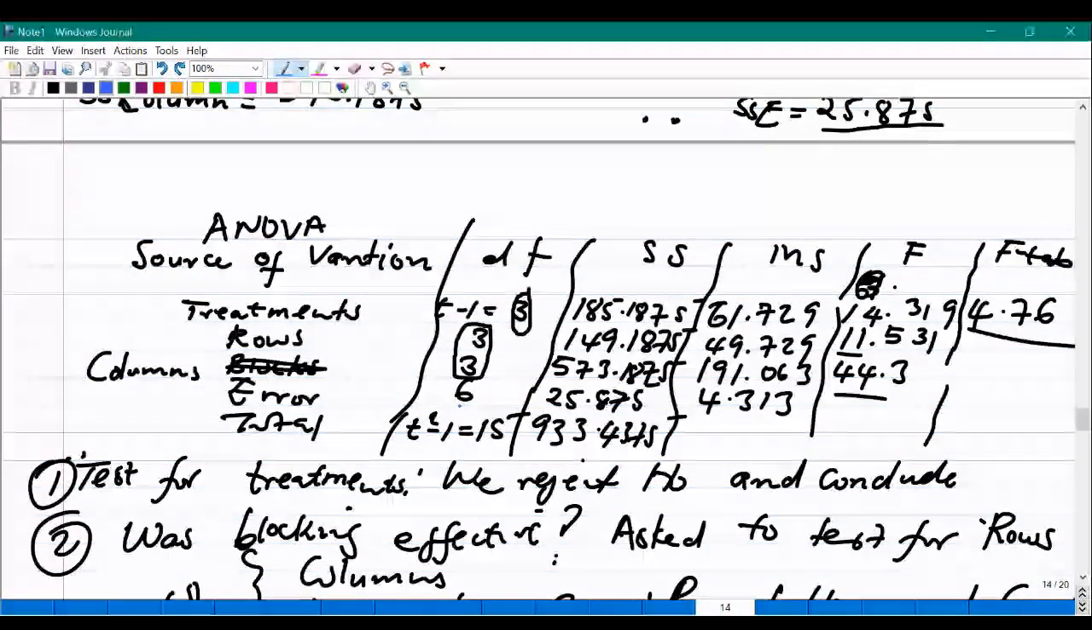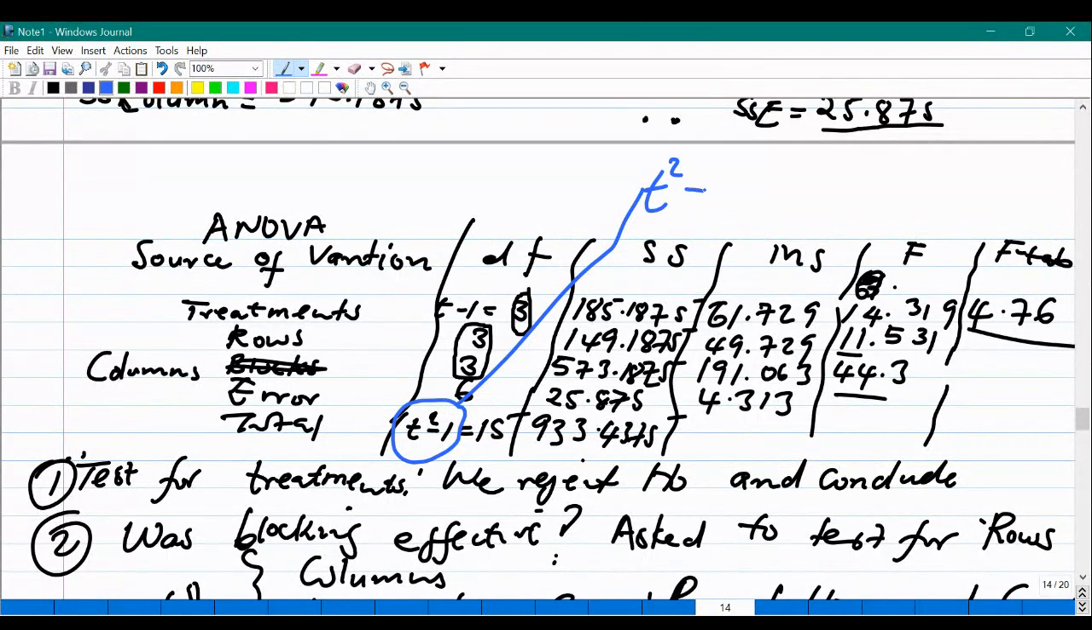Let's check this part. The degrees of freedom for total is what? Is it t squared minus 2, isn't it? T squared minus 1, sorry. T squared minus 1. This is only the case if the problem is balanced.